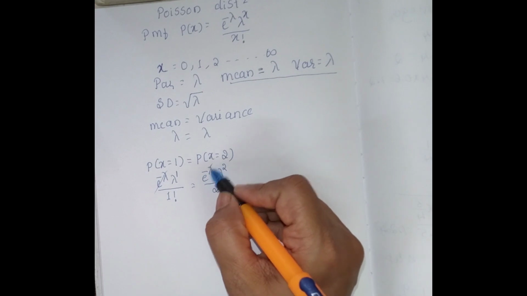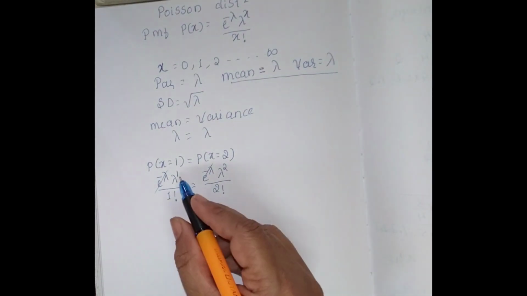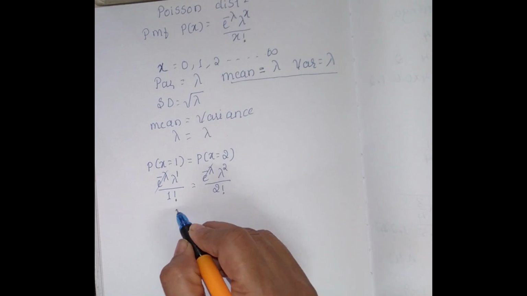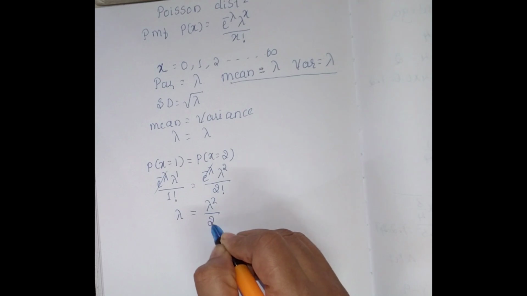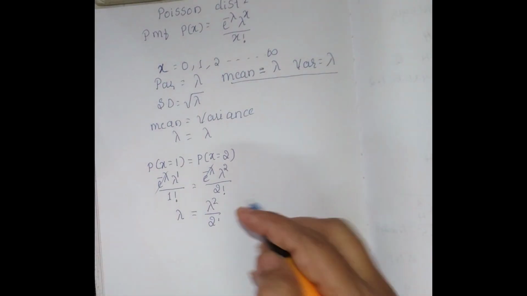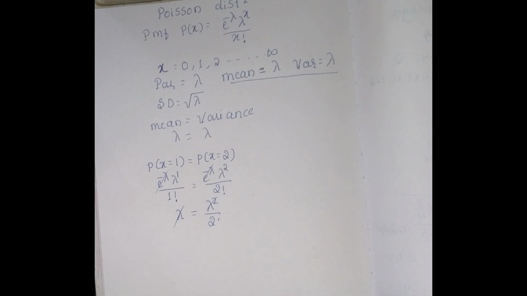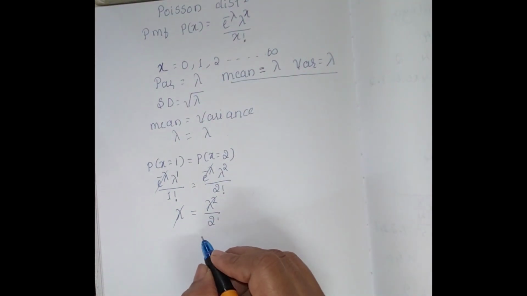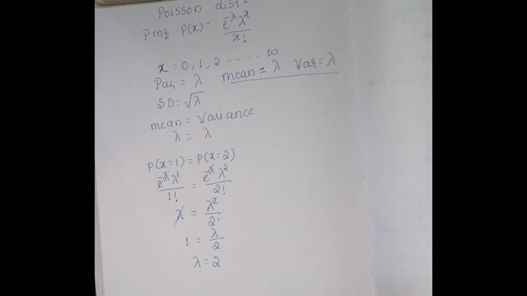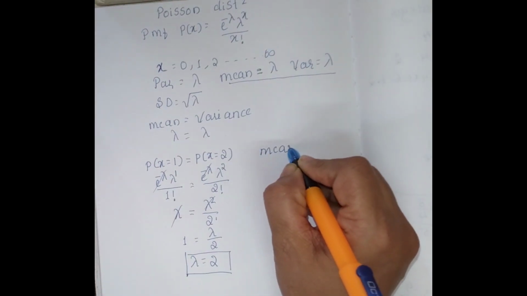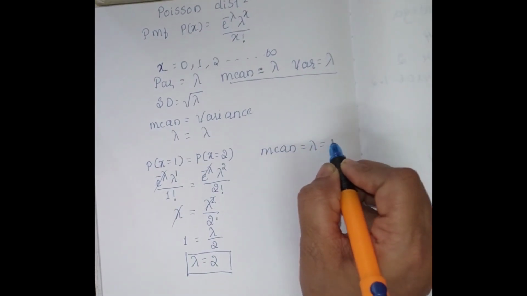Okay, e to the power minus lambda on both sides cancels. Only lambda to the power 1, that means lambda. 1 factorial is 1. Lambda square divided by 2 factorial. 2 into 1, that is 2 only. This one lambda and this one lambda cancel here. Okay. The 1 equals lambda by 2, that is lambda equals 2. Lambda is equal to 2. This is the mean. The mean of a Poisson distribution is lambda, which equals 2.